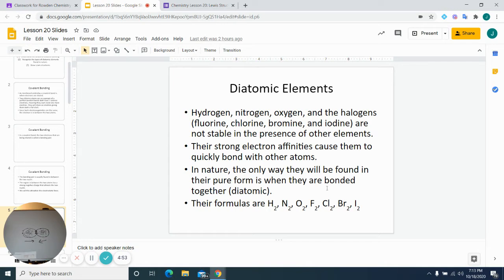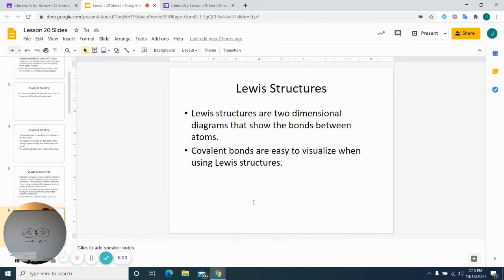So I'll be bringing these up later on, but remember, for these 7 elements, they are diatomic. They will always be found in pairs. That's going to be more important as we go on. Okay, so now what we got to do is we have to learn how to draw Lewis structures, and that is the main point of today's lesson.